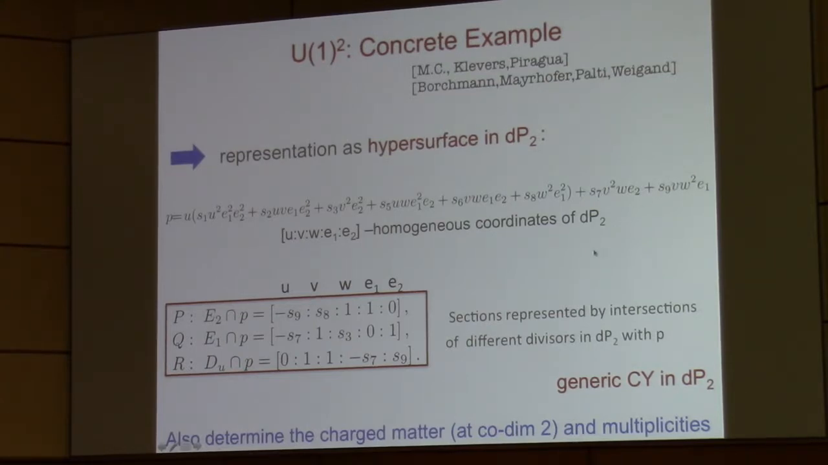For these constructions of a generic Calabi-Yau one-fold in dP2, we actually managed to get the general charges of matter representations as well as their multiplicity. So basically we constructed that just from the features of the fibration, representing multiplicity just in terms of intersections of corresponding divisors in the base.